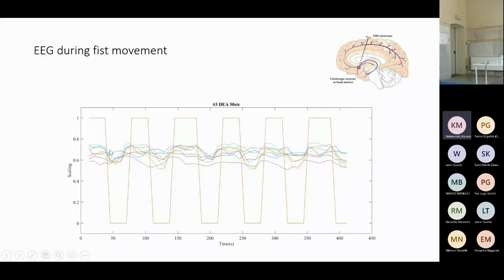And the red curve shows, when it is 1, the patient is resting, and when it's 0, that's a time when they ask the patient to open or close their fist. And the 8 curves are the scalings. You can see that there's a correspondence between the scaling and movement. Whenever the patient is at rest, the scaling is higher, versus when it's lower, they are moving their fist. We cannot interpret this yet, but my point was that the scaling changes over time, and this happens inside the brain.